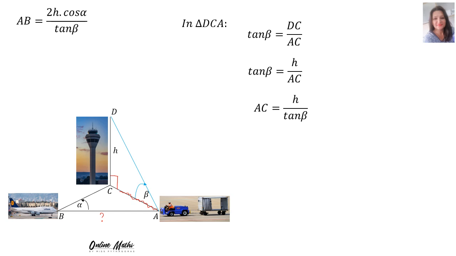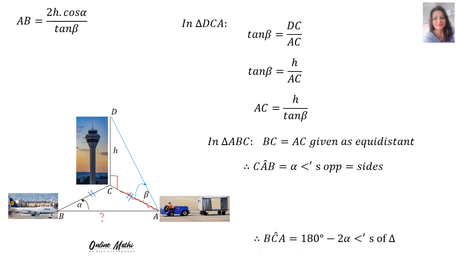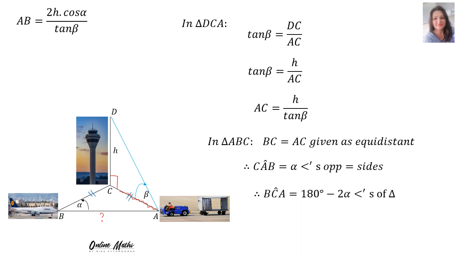Now we will move over to the other triangle ABC. But let's zoom in on the information that was given there. It was also given that side BC is equal to AC because they said that they were equidistant. Therefore, that implies that the angle CAB, this is the angle at A, will then be equal to alpha, that one. And your reason is angles opposite equal sides.